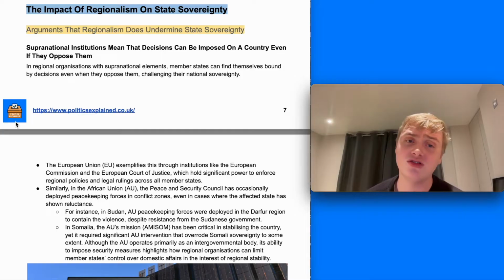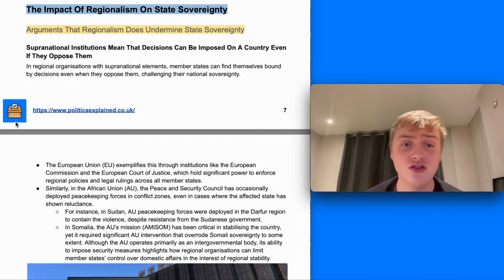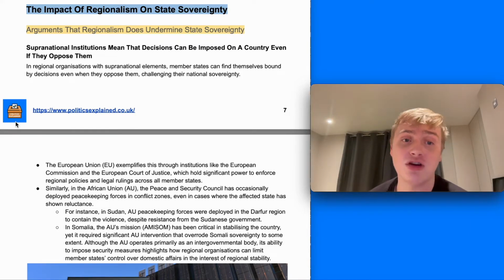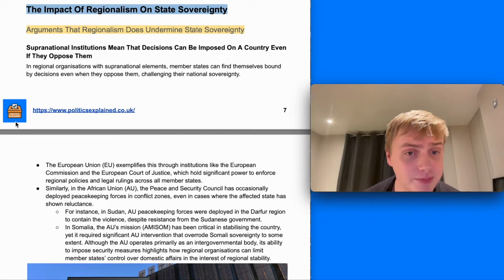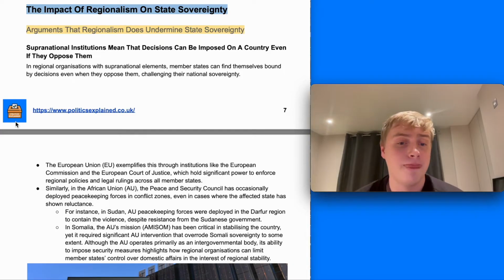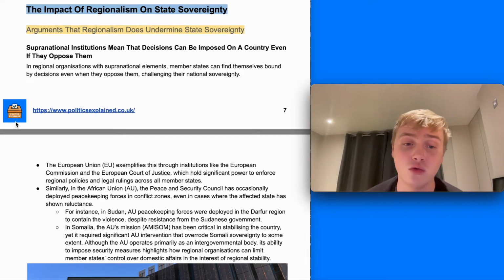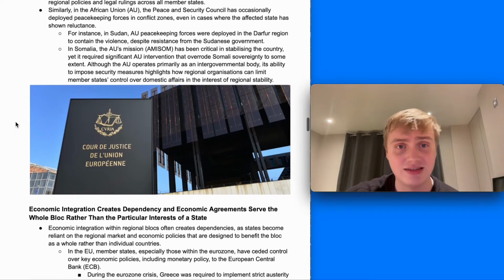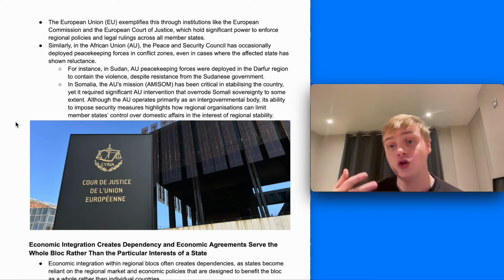And we're going to start with arguments that regionalism does undermine state sovereignty, with the first one being that supranational institutions mean that decisions can be imposed on a country even if they oppose them. So in regional organisations with supranational elements, which are crucially only the European Union and African Union, there are institutions like the European Commission, European Court of Justice, which hold significant power to enforce regional policies and legal rulings across member states. And that really does limit national sovereignty, as states can be forced to implement decisions made by these supranational European institutions.